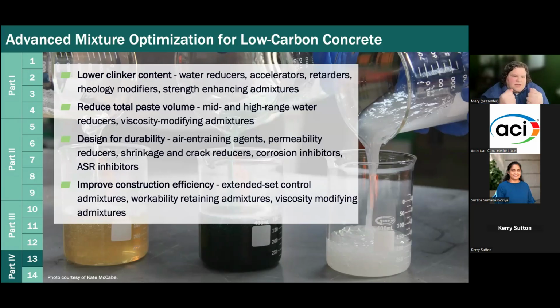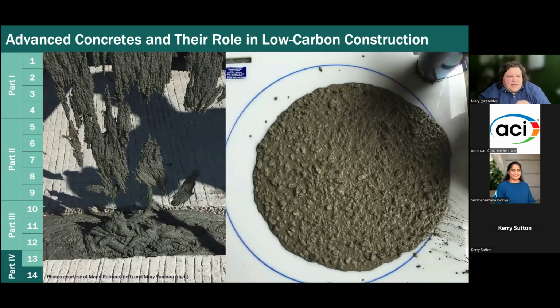Design for durability is huge, and we do talk about this actually a lot more in the guide than I have in this presentation. And then improving construction efficiency and how all of these different admixtures can help achieve those goals. And then chapter 14, again, these last 3 chapters are pretty short, but we wanted to acknowledge that there are some really interesting concretes out there that utilize a lot of these principles and ideas and materials that we talked about.